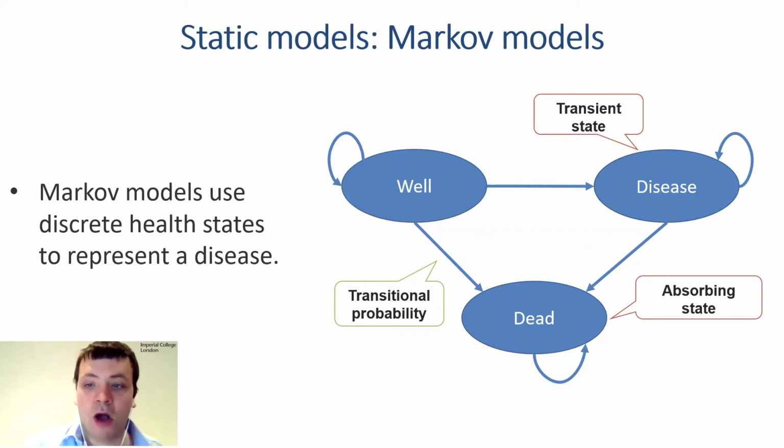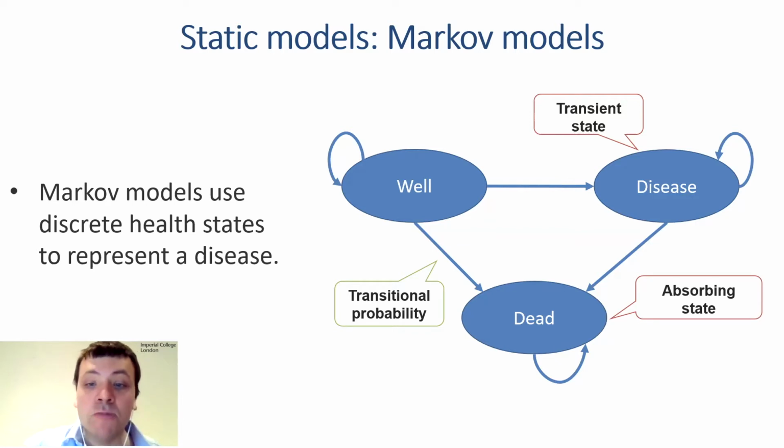Markov models are probably the most common type of model used in economic evaluations of healthcare interventions. These use discrete health states to represent a disease that can capture the consequences of the intervention you're looking at. In this example, the model states are well, disease, and dead.